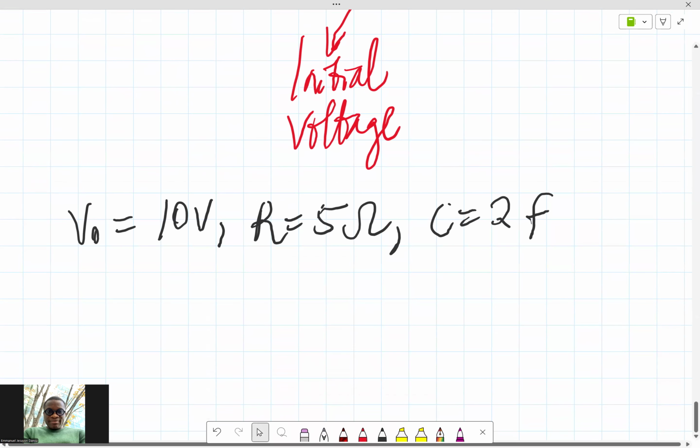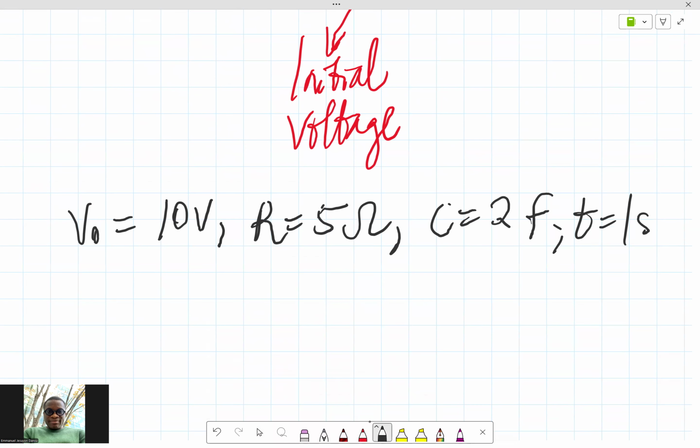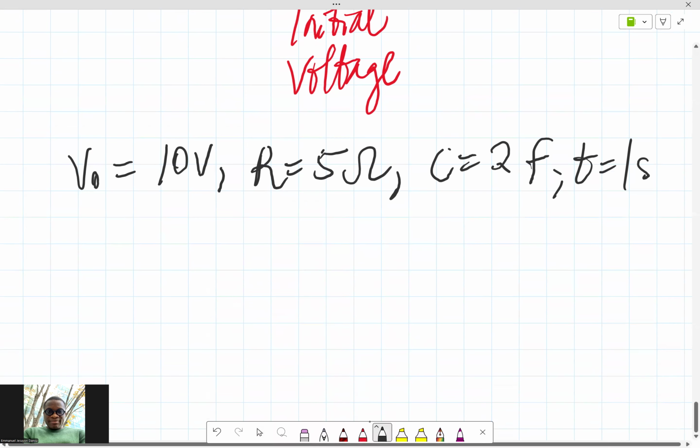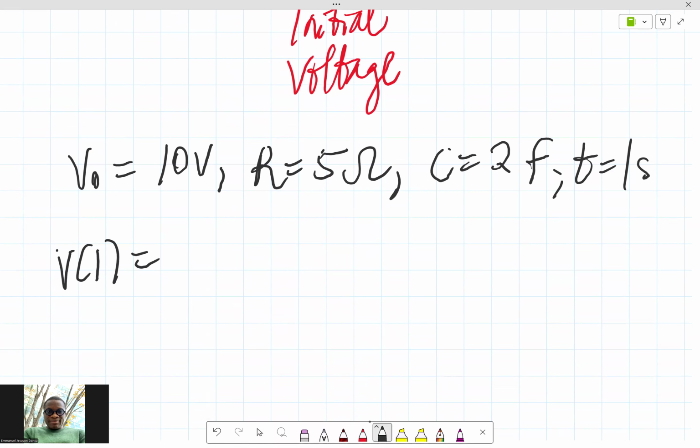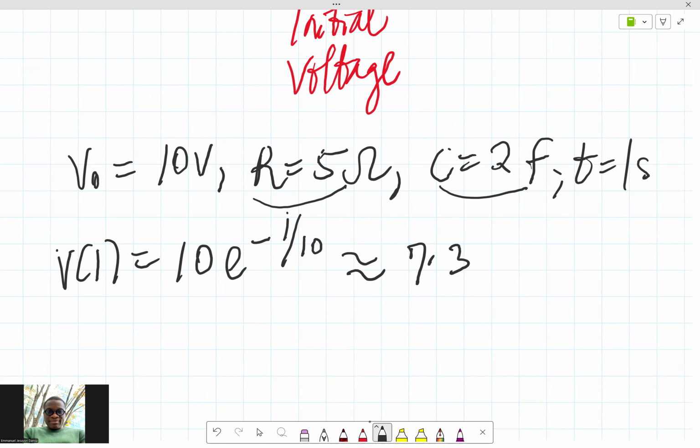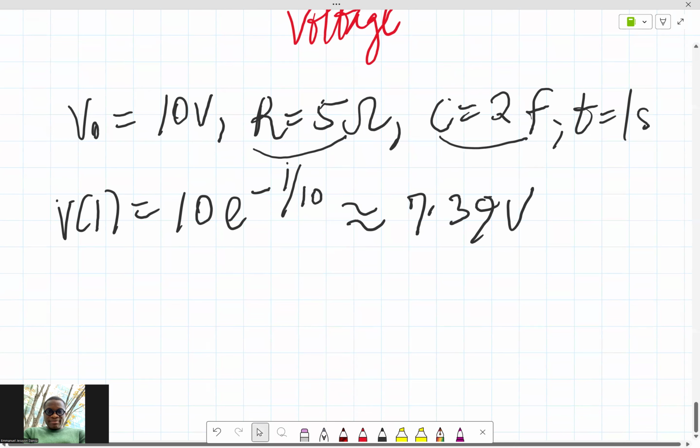And then we now have time, like after 1 second, what will be the voltage? Starting from 10 volts, in just 1 second, it will have V of 1 equal to 10 e raised to the power minus 1 all over 10, because that will be R times C. That will be this R times this C. So 1 over 10, and that is approximately 7.39 volts in that situation. So that's what we get from that scenario. Okay, so we go for the next one.